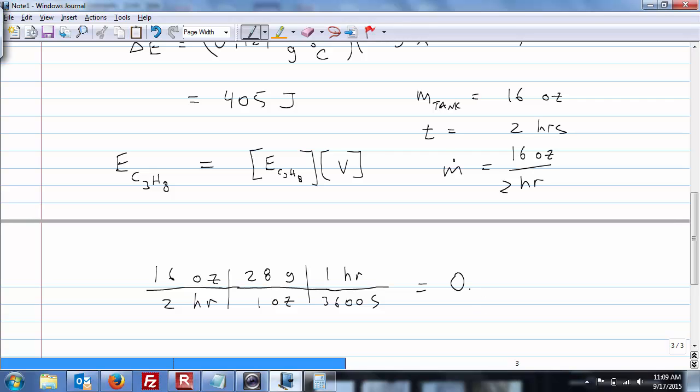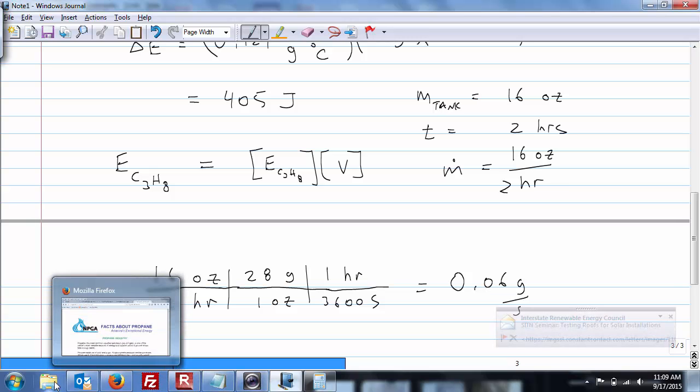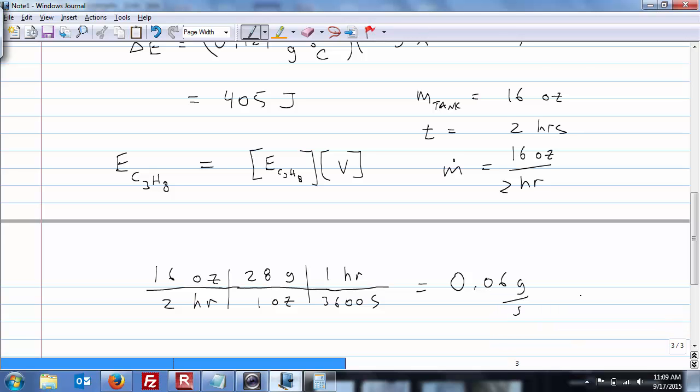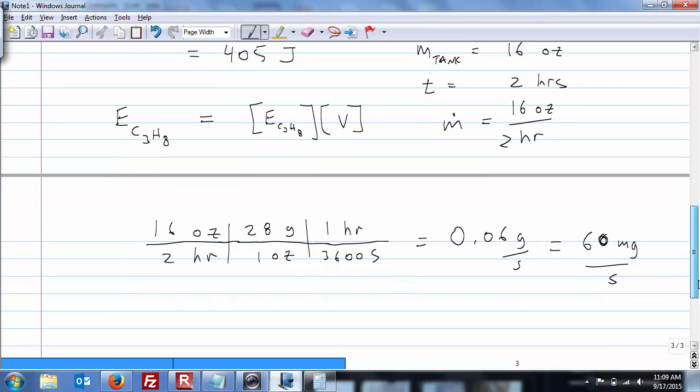Equals 0.06 grams per second. Or you could call that 60 milligrams per second. Okay, now if we ran it for 10 minutes, we can now calculate how many grams we used, right?